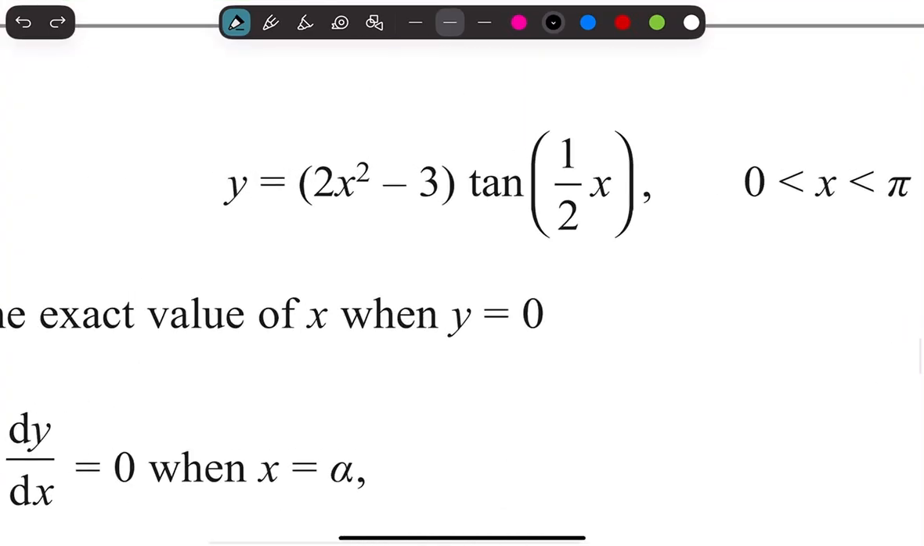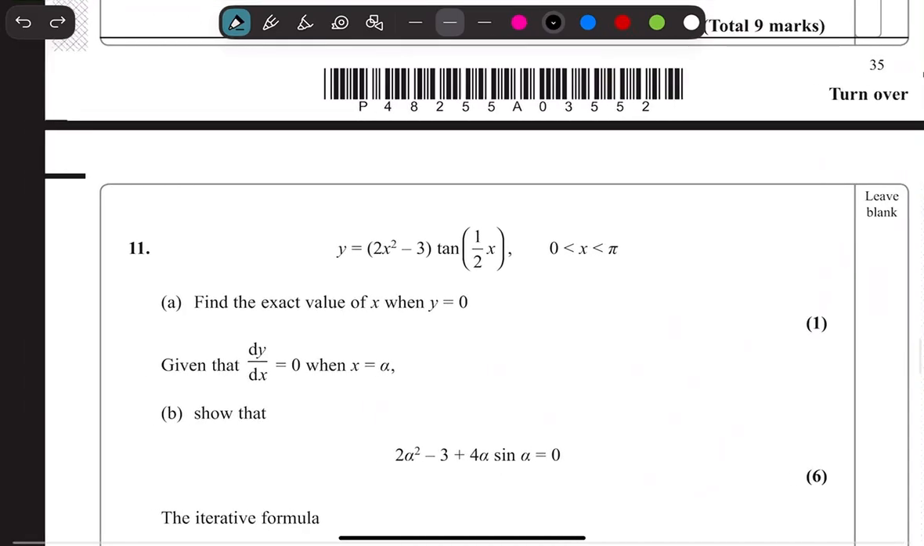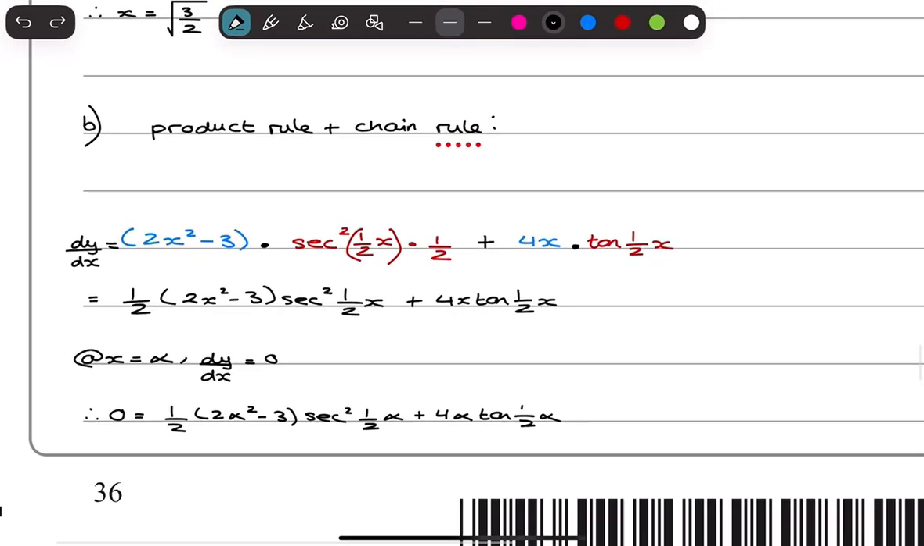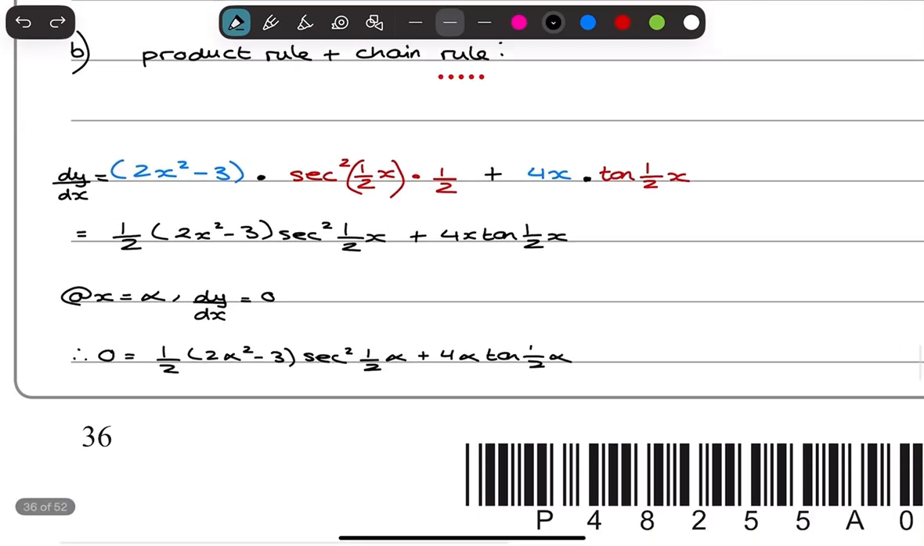So that's really easy. Just differentiating this, you get 4x using all your one techniques, and then obviously leave tan a half x the same. So once you've done that, you end up with that horrible looking thing. So the next thing you do is you use the information in the question. So I said dy over dx is equal to 0 when x equals alpha. So you just rewrite it like this, like I've done here.